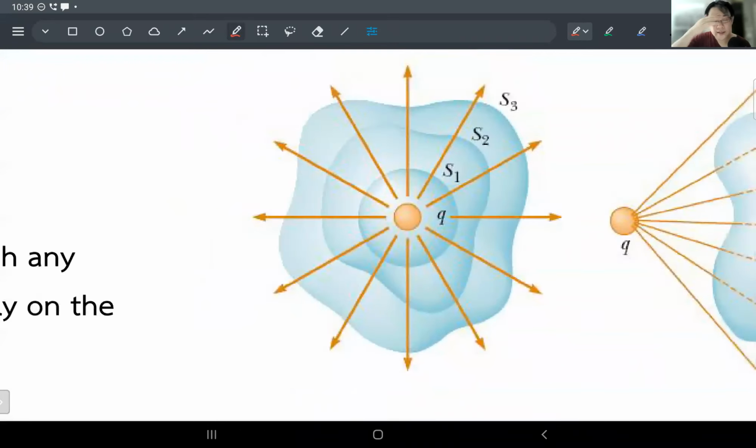Let me ask you this. I have a charge Q sitting there. Let's say I have three surfaces, S1, S2, and S3. Which one has the largest amount of flux, guys?